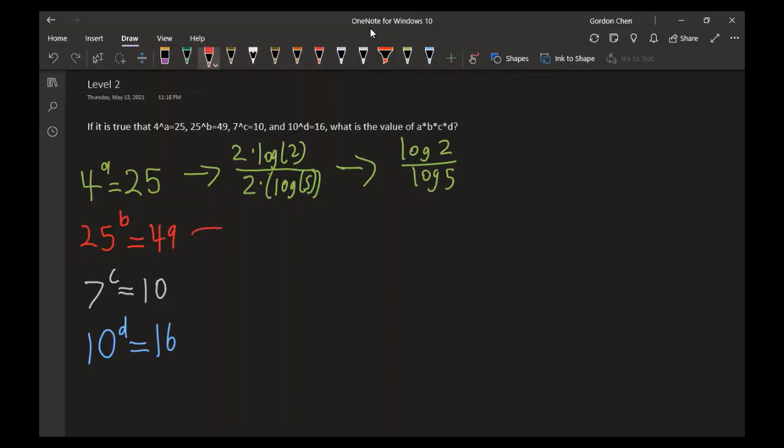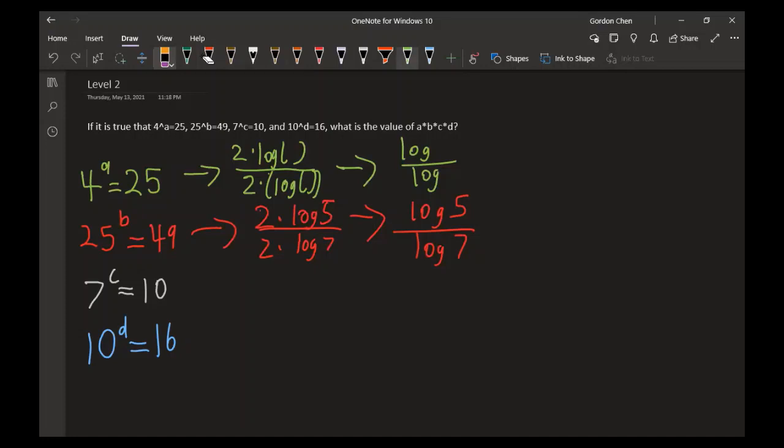And for this one, we have 2 times log of 5 divided by 2 times log of 7, which is log of 5 divided by log of 7. Okay, I did it backwards.